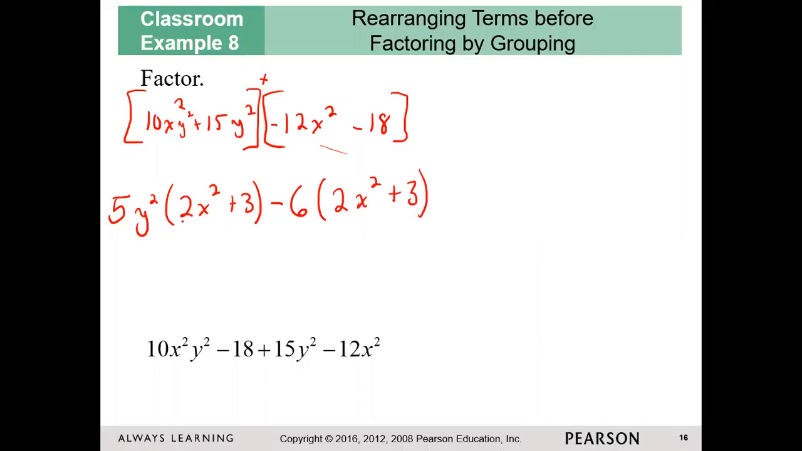And that is perfect because I have the exact same binomial in both sets of parentheses, which means when I factor, I'm going to get this as a result. And there it is. All right, so that is factoring by grouping.